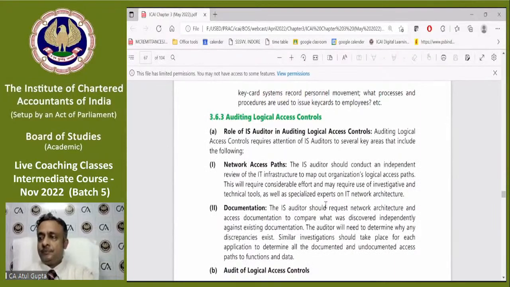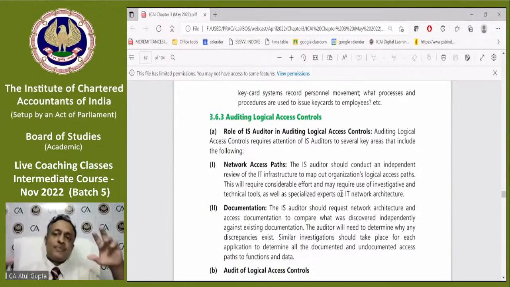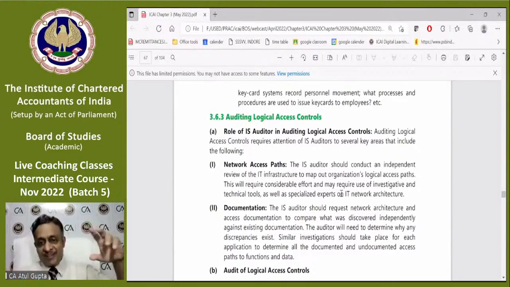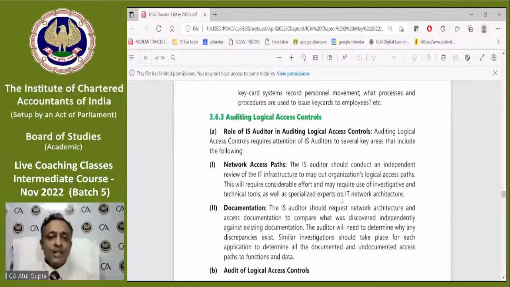Role of IS auditor in auditing logical access control. Same role. So whether control exists and then auditing it. So now when you go to logical access control, what is basically being talked about? They say, what are the locations where the network can be accessed.